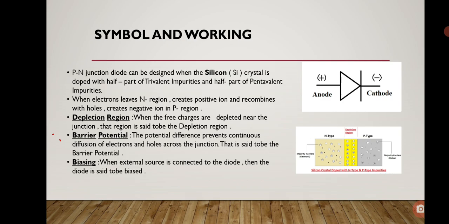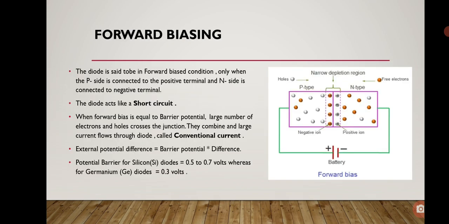Now let us see what the barrier potential is. We can also call it the potential barrier. It is the difference resulting from the previous diffusion of electrons and holes across the junction or interface. Now let us see what biasing is. Biasing is basically when we provide an external source to a circuit. Now let us see the two conditions in this PN junction diode.